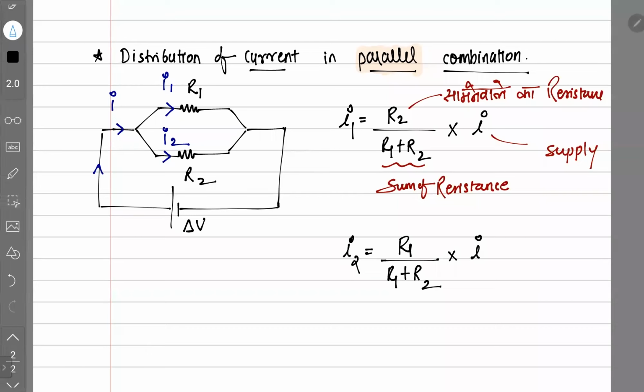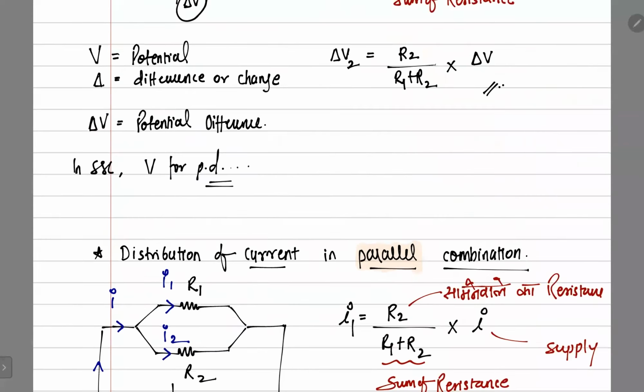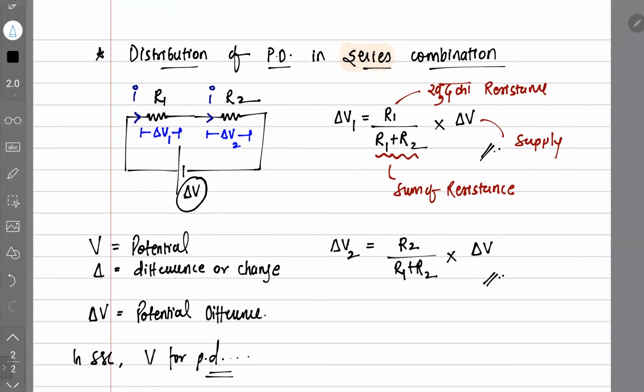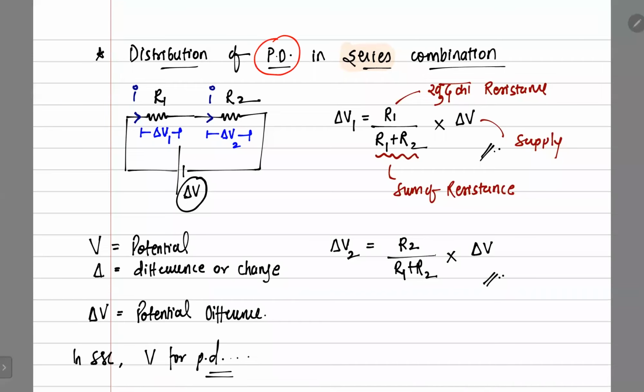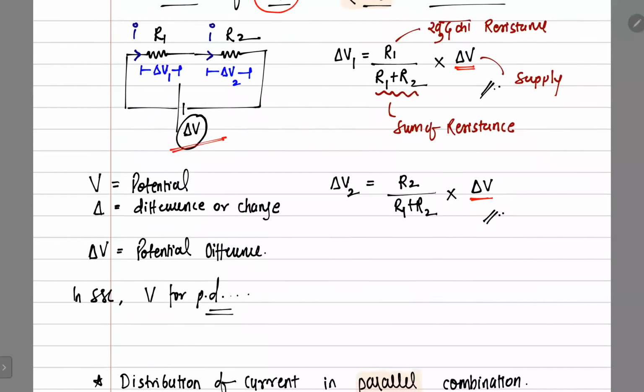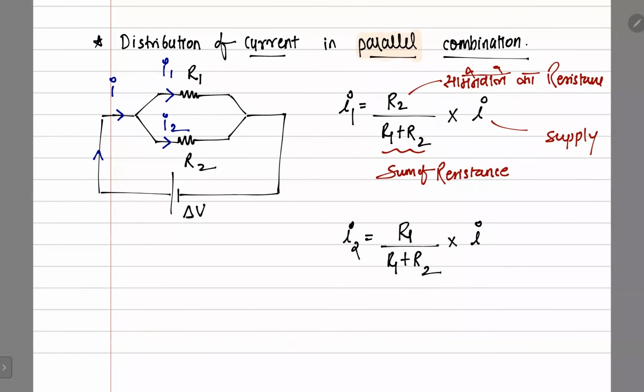See, in the previous case, we are basically distributing potential difference. So we are distributing delta V, and hence the supply is delta V. In the new case, which is parallel combination, we are distributing current. So the current is I, and hence the supply is I. I suppose this addresses your question.